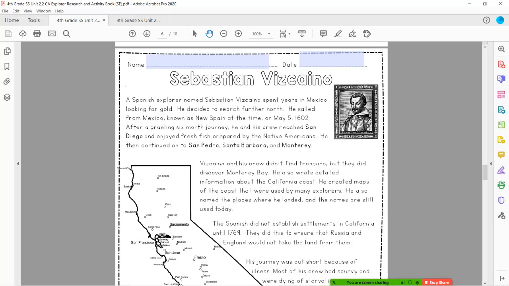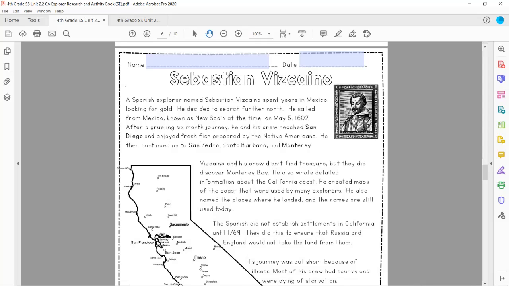A Spanish explorer named Sebastián Vizcaíno spent years in Mexico looking for gold. He decided to search further north. He sailed from Mexico, known as New Spain at the time, on May 5th, 1602. After a grueling 6-month journey, grueling means really difficult, he and his crew reached San Diego and enjoyed fresh fish prepared by the Native Americans. He then continued to San Pedro, Santa Barbara, and Monterey.